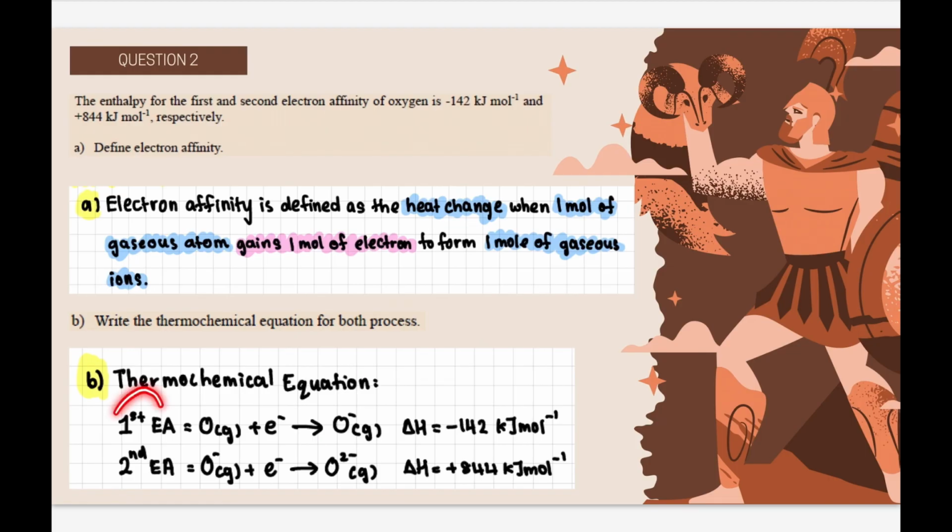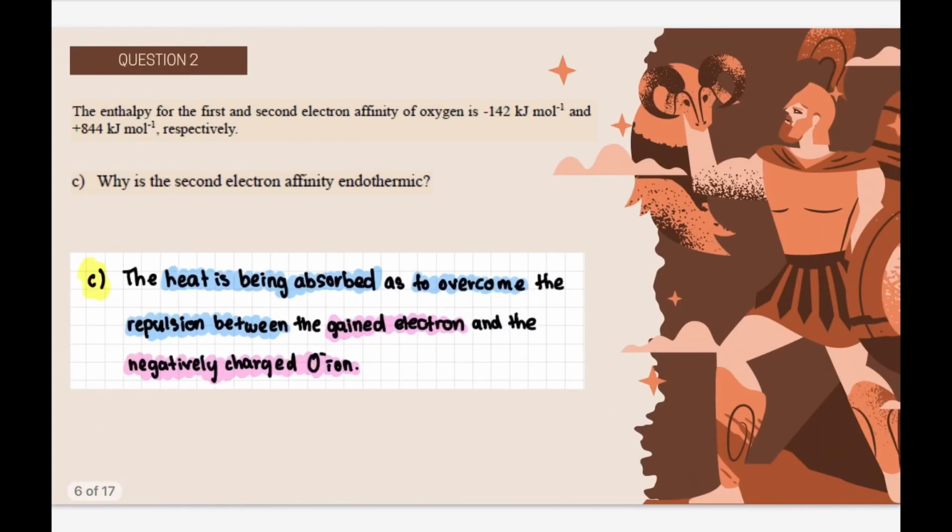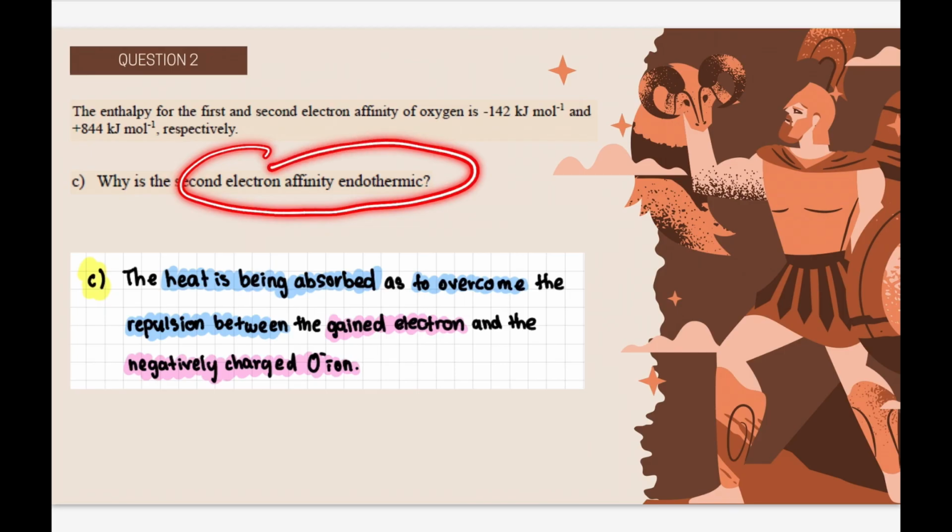So the first EA is from an oxygen gas atom, it gains 1 electron and becomes O- gas. Okay, and that's the enthalpy. And then the second EA is from O- plus another 1 electron, becoming O2-. That's going to be your delta H, as they have given. Okay. And then they will ask, why is the second electron affinity endothermic?